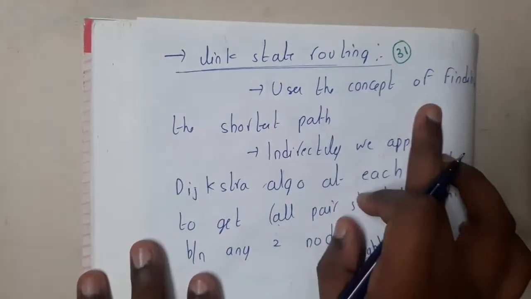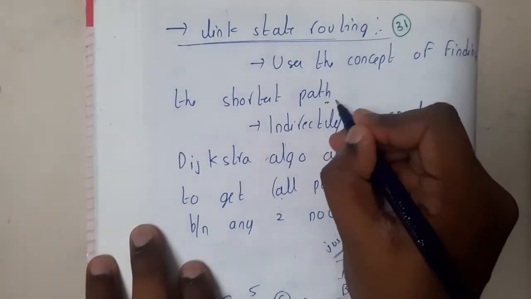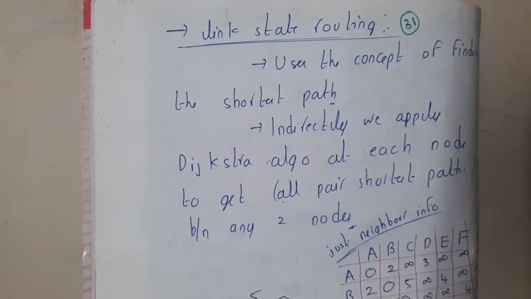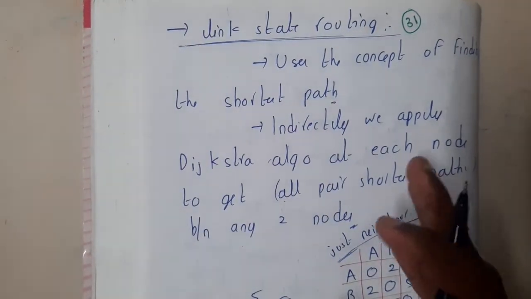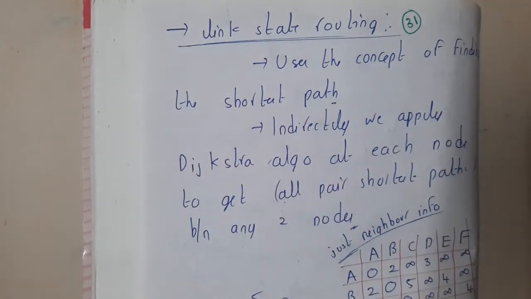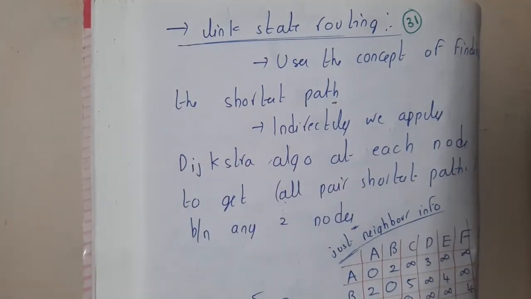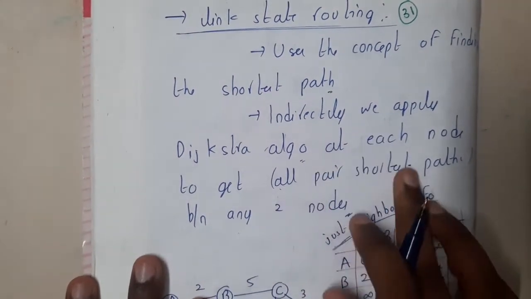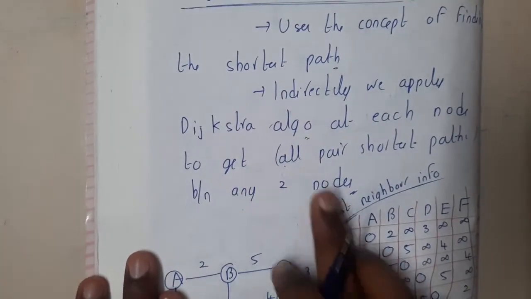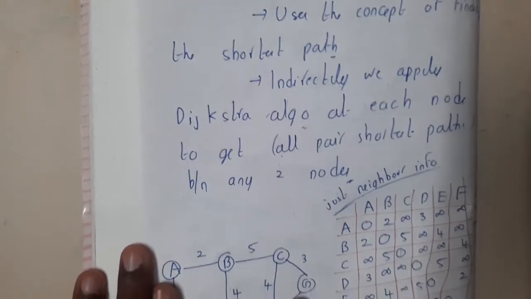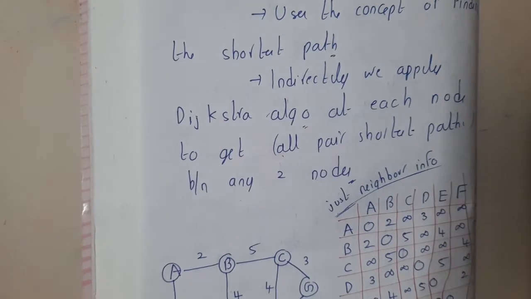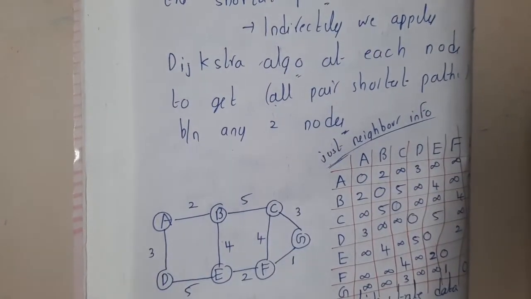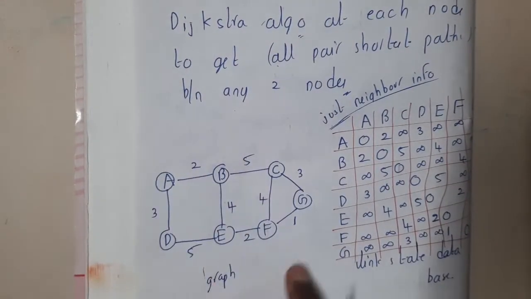So this uses the concept of finding the shortest path. Even distance vector routing uses the same concept, but the approach of distance vector and this algorithm are completely different, if you ask me. So indirectly we apply Dijkstra's algorithm at each and every node to find the all-pair shortest path between every two nodes.